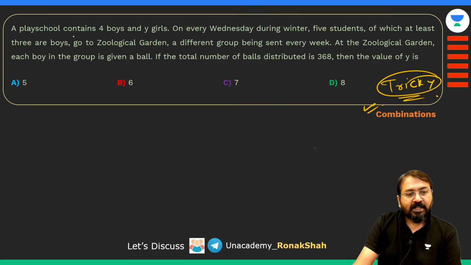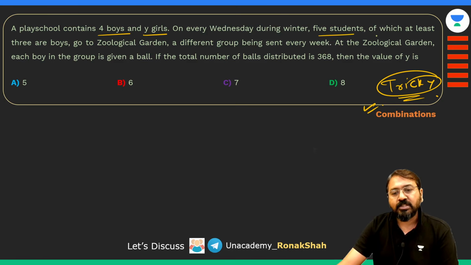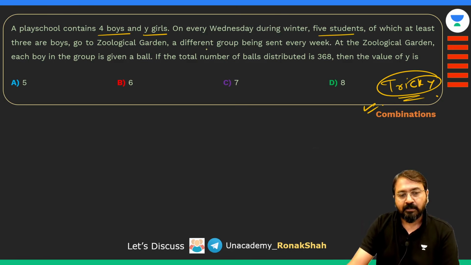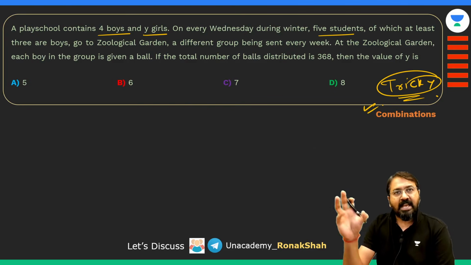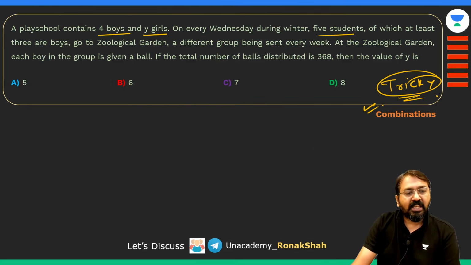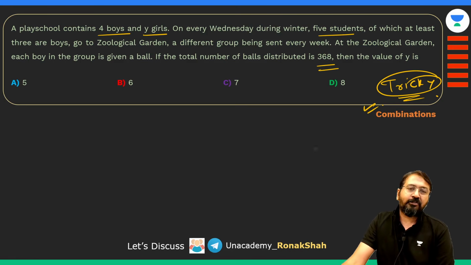Okay, a play school contains 4 boys and 5 girls. On every Wednesday during winter, 5 students, of which at least 3 are boys, go to the zoology garden, with a different group being sent every week. So I am trying to make as many different combinations as possible. At the zoology garden, each boy in the group is given a ball. If the total number of balls distributed is 368, then what is the value of y?